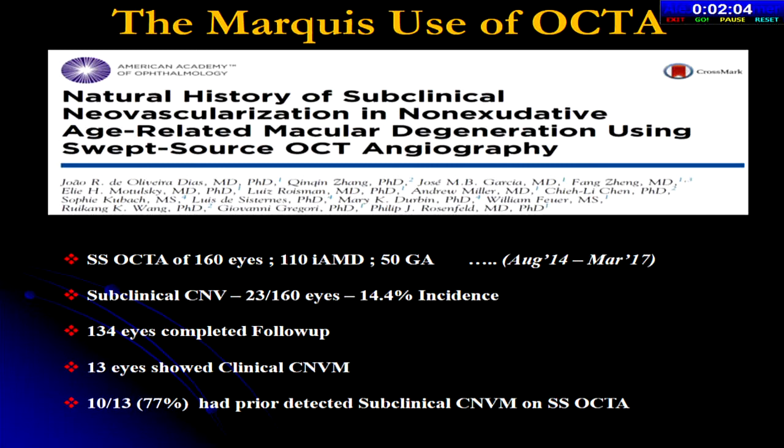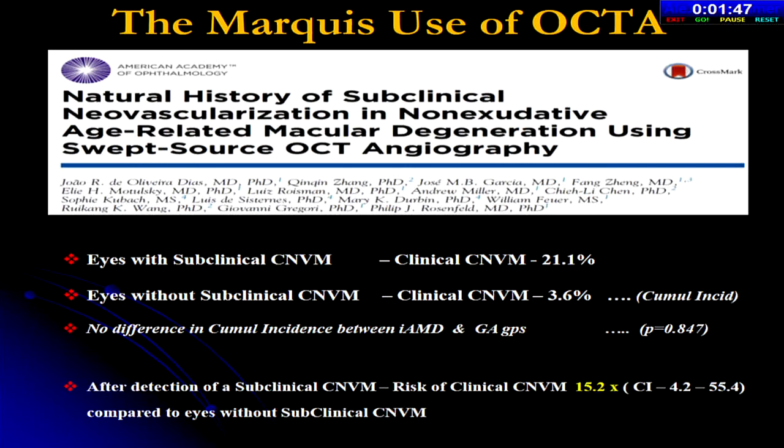Phil Rosenfeld's group looked at 160 eyes, 110 intermediate AMD and 50 GA, and they found that 23 of these 160, or 14.4%, had a high incidence of subclinical CNV. And 10 out of these 13 eyes had prior detected subclinical CNVM on the swept source OCTA. Eyes with subclinical CNVM going on to clinical CNVM were 21%, whereas eyes without subclinical CNVM going on to clinical CNVM were only 3.6%. That gave a very high prediction value.